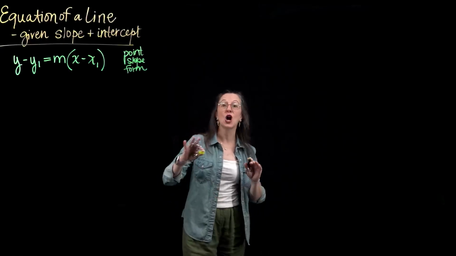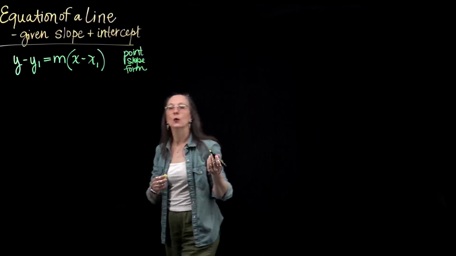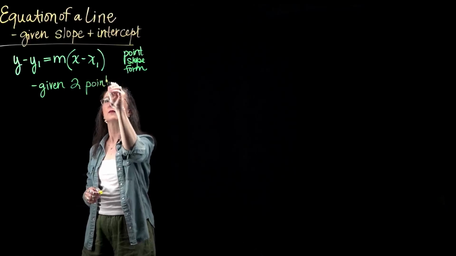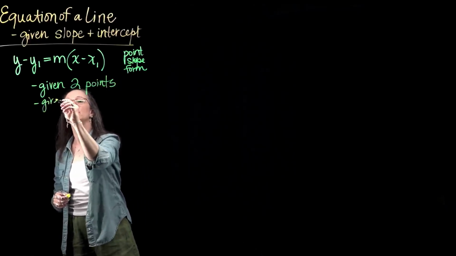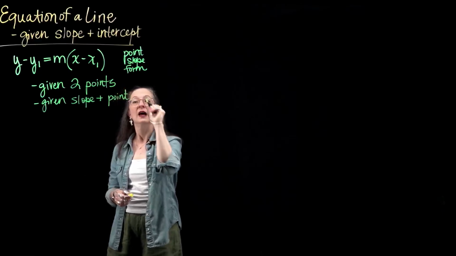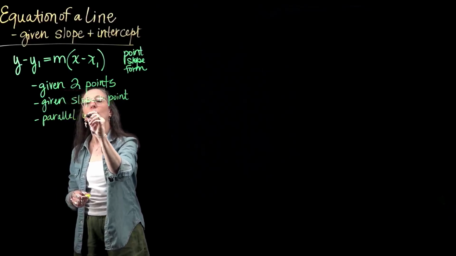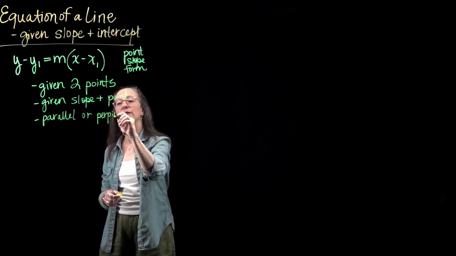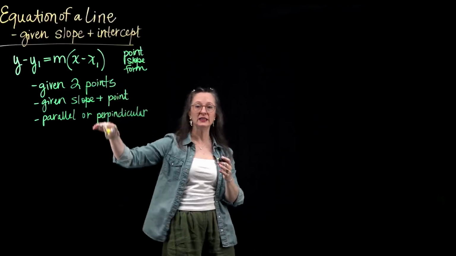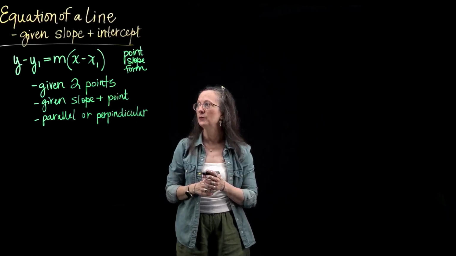And I have a whole other video talking about what to do when we are using this form. This we would use when we are given 2 points, or if we are given the slope plus a point. We also would use it when we are seeing the words parallel or perpendicular. All right, and I have other videos on these topics right here. You can search for those videos as well.